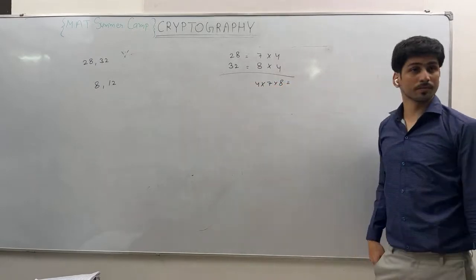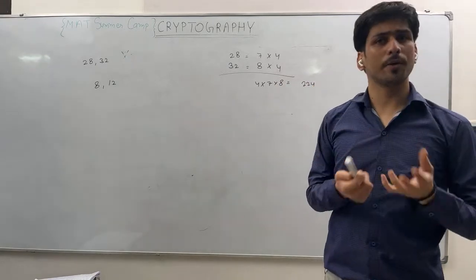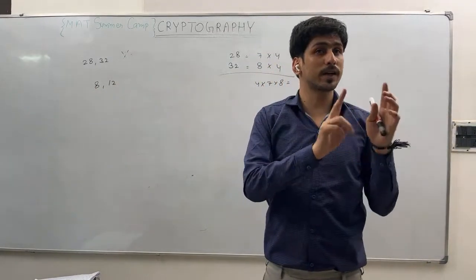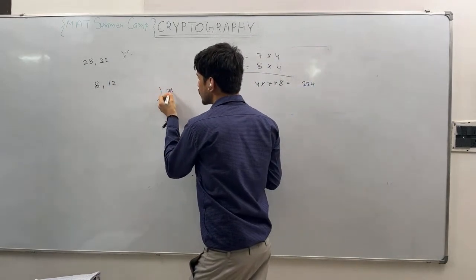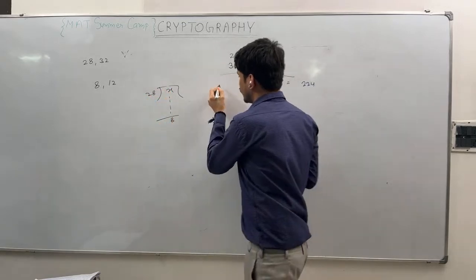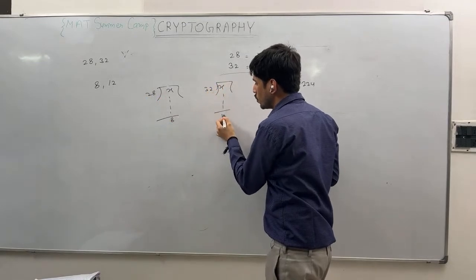Now what is the answer? 224. But 224 cannot be our answer, because we need the remainders 8 and 12. This time we are expecting different remainders. It means that any number x when divided by 28, the remainder should be 8. That number divided by 32, the remainder should be 12.